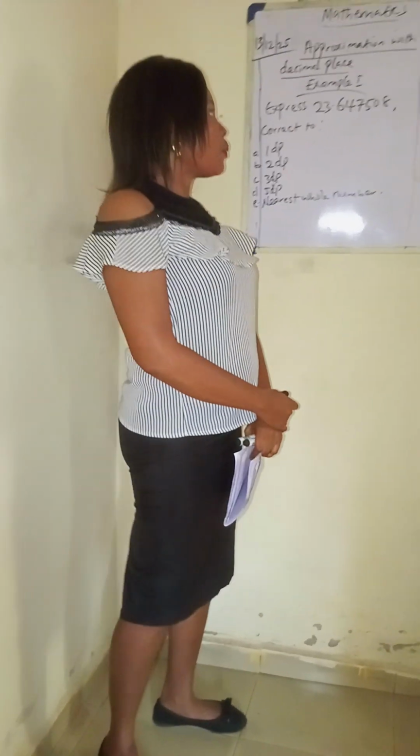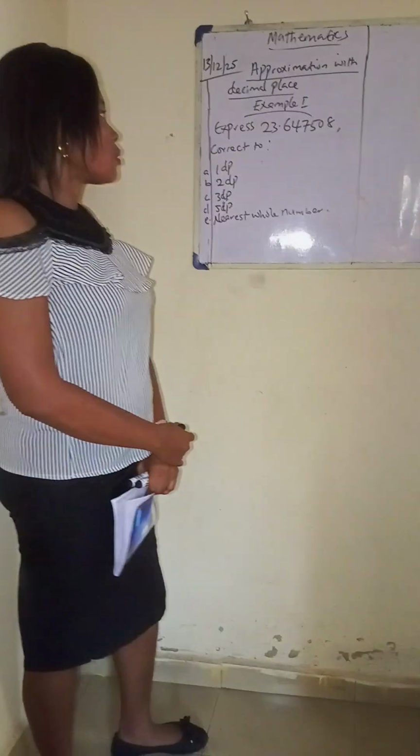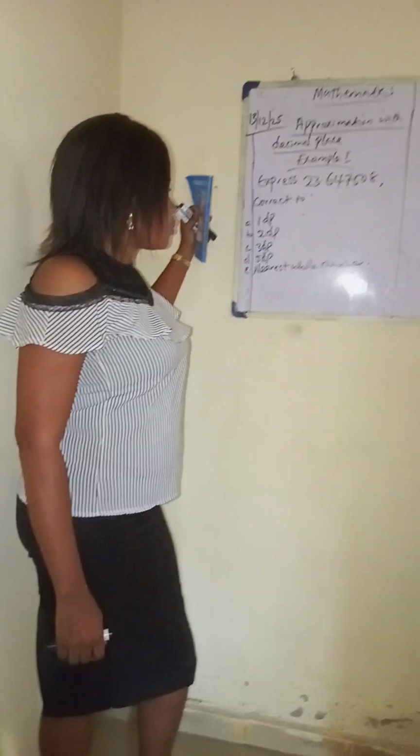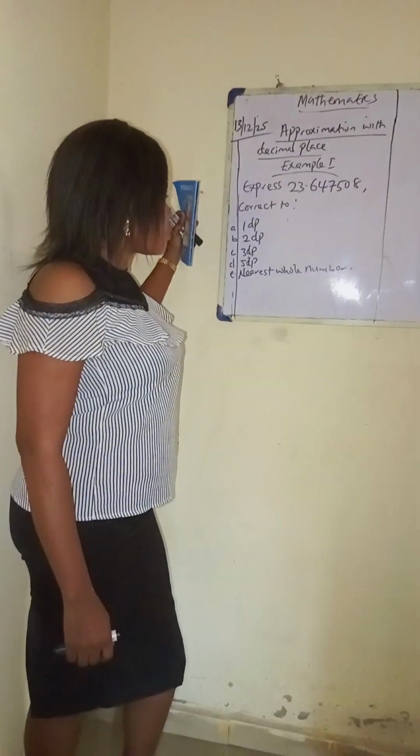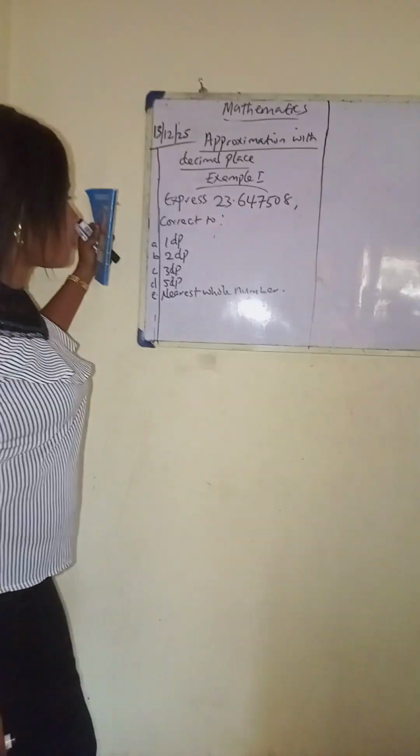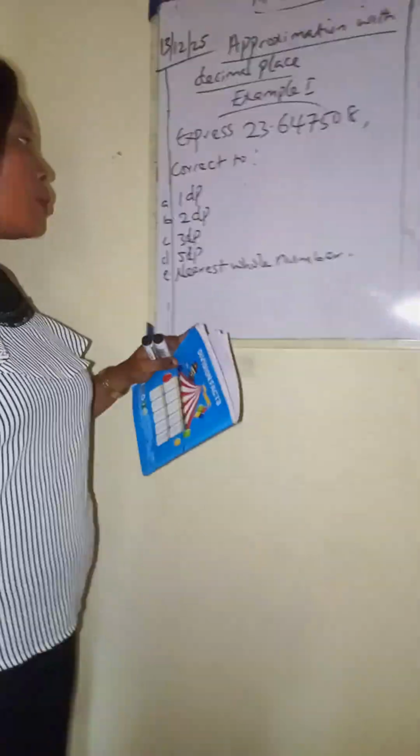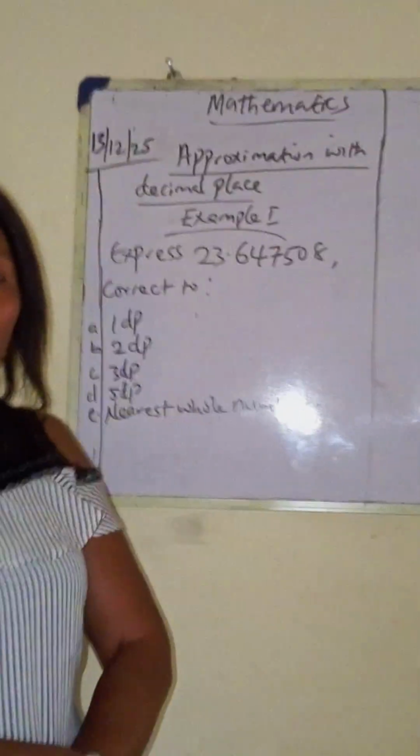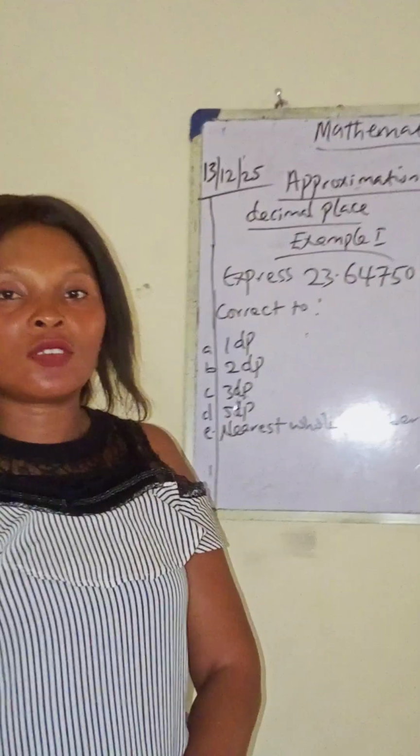We are going to look at approximation with decimal places. We have an example here on the board which says express 23.647508 correct to 1 decimal place, 2 decimal place, 3 decimal place, 5 decimal place, and to the nearest whole number. All I want you to know about approximation is this.